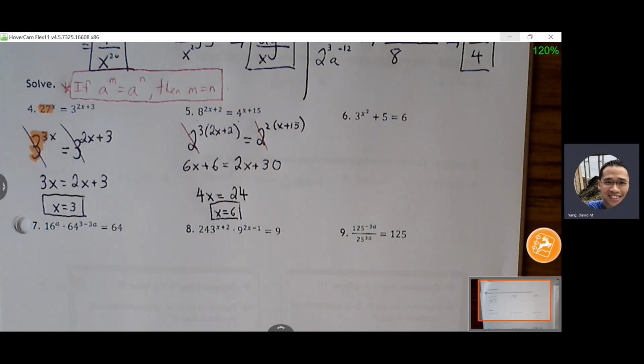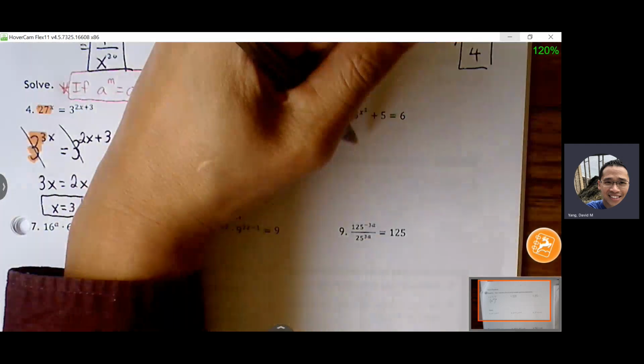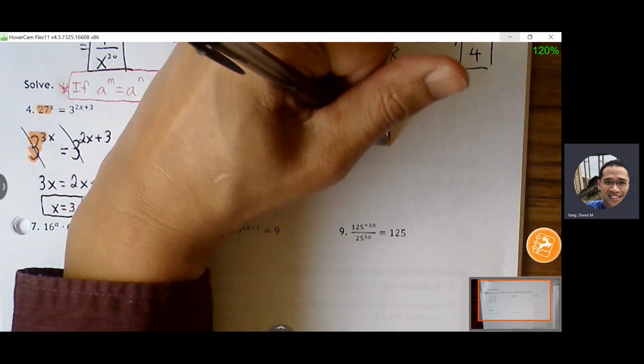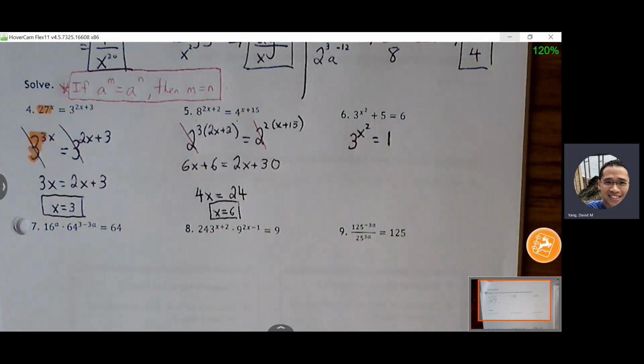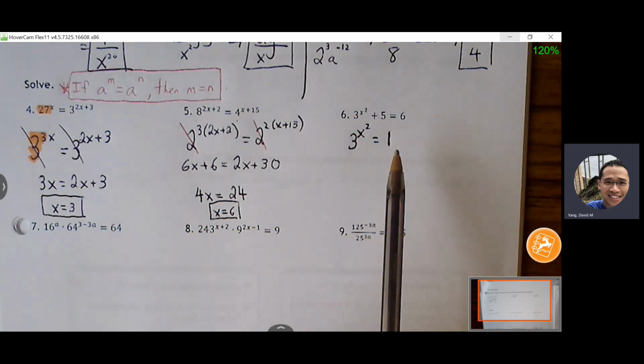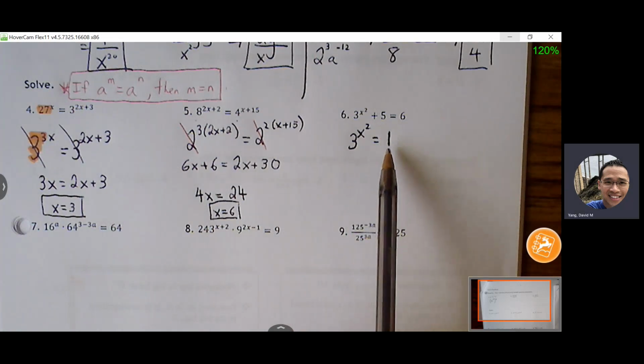Okay, number 6, 3 to the x squared plus 5 equals 6. Let's see if we can just combine like terms and see where that takes us. Feels kind of weird, right? Saying, how can I get the bases to match? So typically we take the larger number down to the smaller number, but in this case, I think we're going to have to play with this 1 here. What's the same thing as 1?